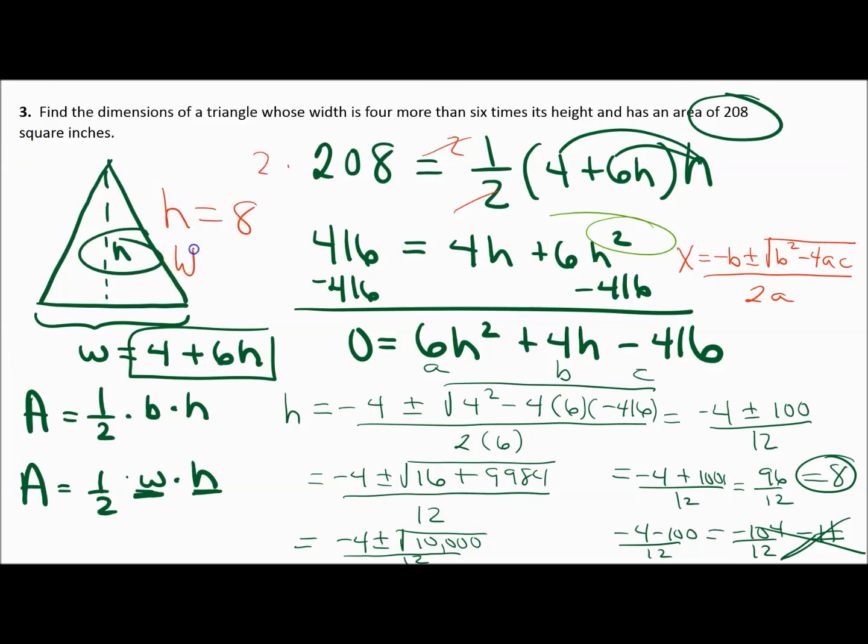How do we find the width? Well, it's going to be 4 plus 6, remember, h is our height, times 8. 6 times 8 is 48, plus 4 more is 52. Now, I've run myself all out of room to write this in a sentence, but we could say in a full sentence: the height of the triangle is 8. The width of the triangle is 52. And those are both in inches. Why do I know this? Because it said that the area was 208 square inches. So again, recap, our height is 8 inches, our width is 52 inches.